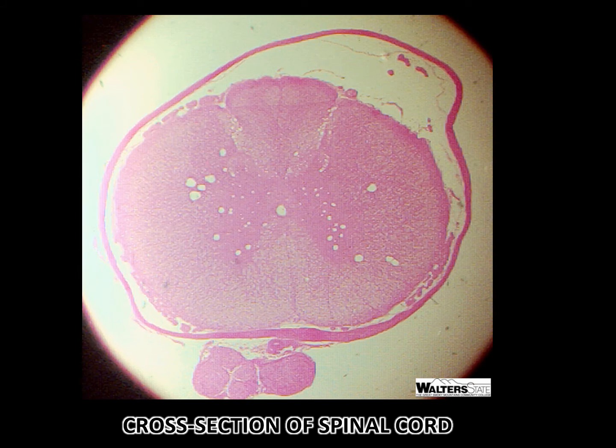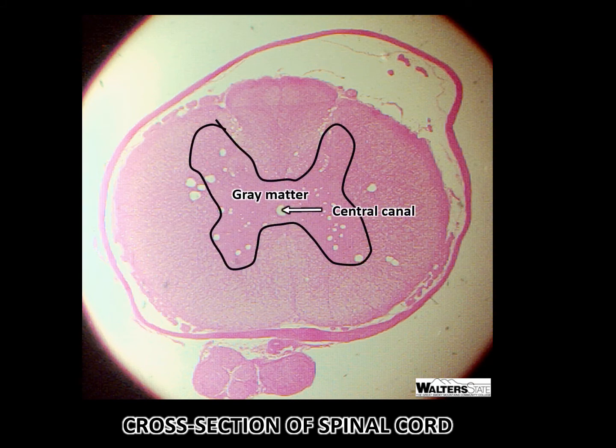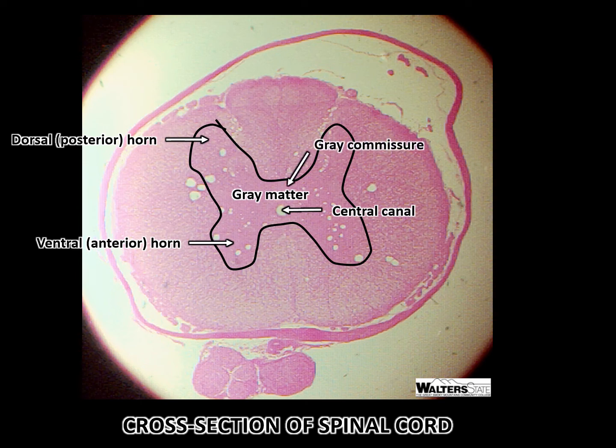So in the spinal cord cross-section, we have the central canal. This outline is of the gray matter. There are a number of features that you can see of the gray matter in a spinal cord cross-section. This is the dorsal or posterior horn. This is the ventral or anterior horn. And connecting the two hemispheres, you have the gray commissure.